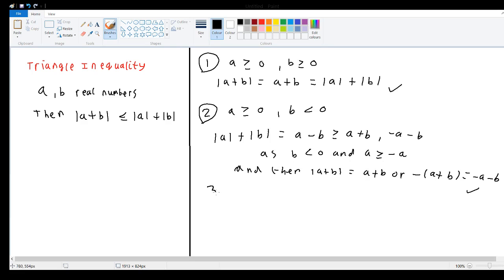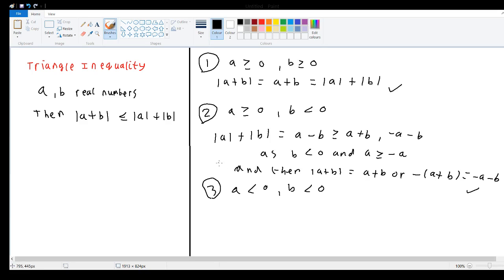What about case number 3? Well, case number 3, what about a is less than 0 and b is less than 0? This is similar to the first case, so I will leave this to you to try by yourself. Just follow the same principles that I've used in the other 2 cases, and you should be able to get it fairly easily. If you can't, then just leave a comment in the comment section, and I will try my best to answer your question or your confusion.